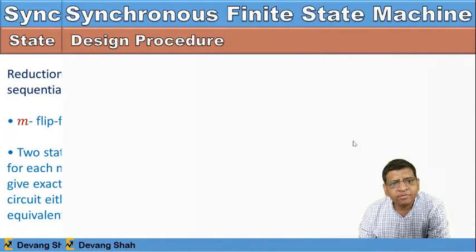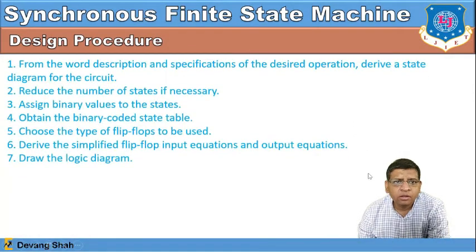Based on that, if we directly go through and learn about this kind of design procedure, this is a kind of design step to make the reduction of the FSM. Step number 1, from the word description and specification of desired operation, derive a state diagram for the circuit, reduce the number of states if necessary, assign binary values to the states, obtain the binary coded state table, then choose the type of flip-flop to be used, and derive the simplified flip-flop input equations and output equations, and finally you can draw the logic diagram.